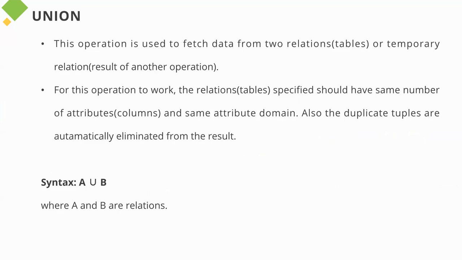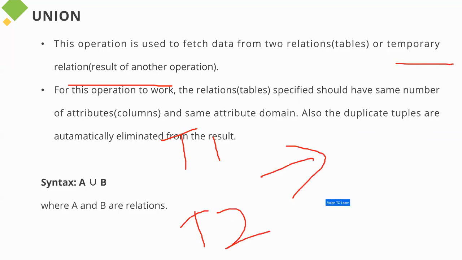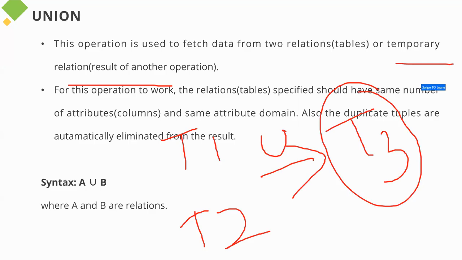Now what is union? Union is used to fetch data from two tables. It generates a temporary relation. It takes table 1 and table 2, performs the union operation, and results in table 3. This table T3 will be the temporary table.